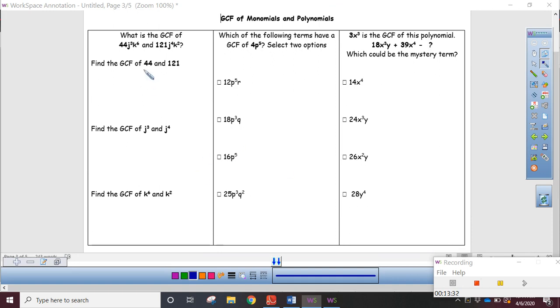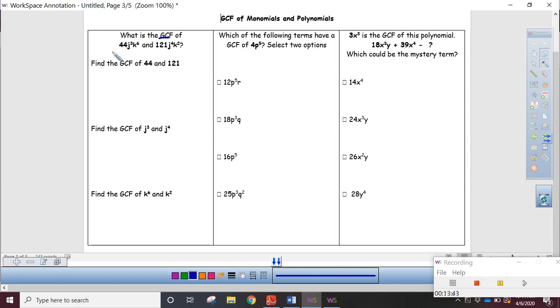So let's take a look here at this first example. This first example says, what is the GCF, so the greatest common factor, of 44j to the 3rd, k to the 6th, and 121j to the 4th, k to the 2? Okay. Now, this could look a little intimidating, but we're going to take it step by step, very similar to the steps that you saw in the Edgenuity instructions.